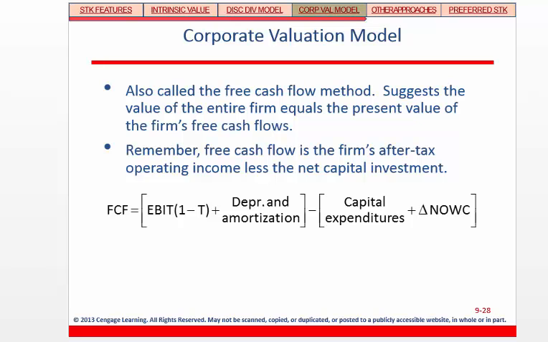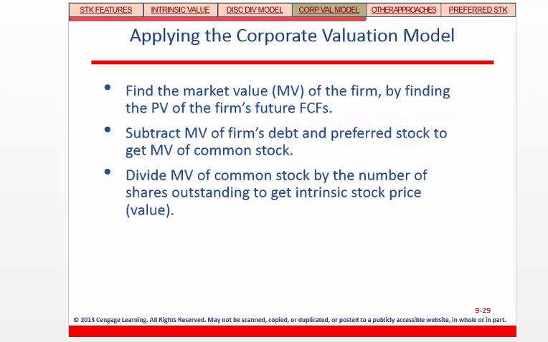Okay, how do you find free cash flow? Well, you're going to use the equation there, and that gets back into some stuff that we talked about all the way in exam 1. So how exactly do we apply this model? Well, the first thing you're going to do is find the market value of the firm. Okay, you find it by finding the present value of the firm's future free cash flows. You're going to subtract the market value of the firm's debt and preferred stock to get the market value of common stock.